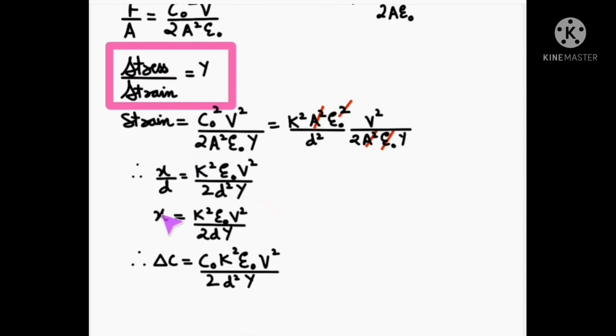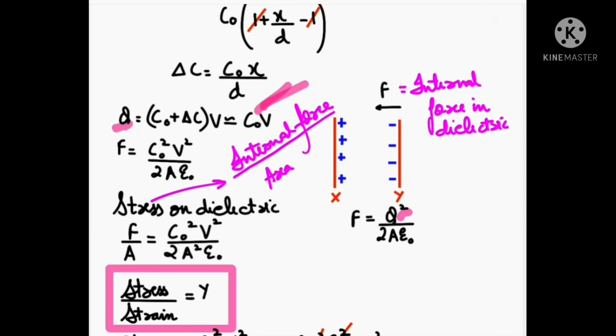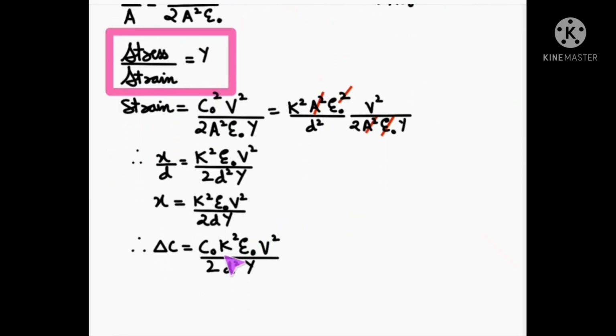So from here we'll get the value of x as K square epsilon naught V square upon 2 D Y, and on substituting the value of this x in this equation for delta C, we'll get the value of delta C as C naught K square epsilon naught V square upon 2D square Y.